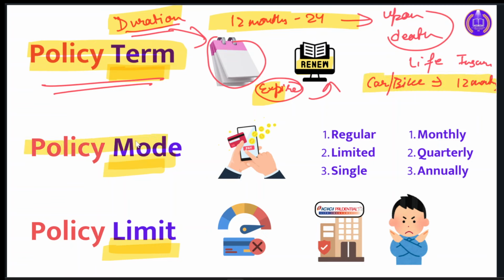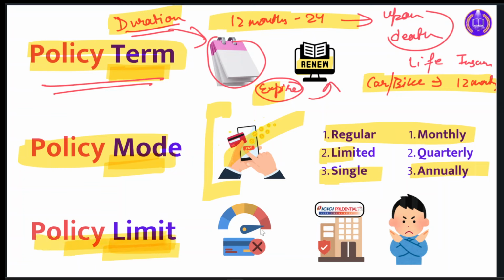Then we have policy mode. Policy mode is like the way of payment. It might be regular, where you are paying the premiums monthly, or it is limited, where you pay for the first 6 months and you won't pay for the later 6 months, depending upon your financial preference. Or it might be a single lump sum payment, or you might even pay annually. So this is called the policy mode: how you will pay the premiums according to your financial preferences.